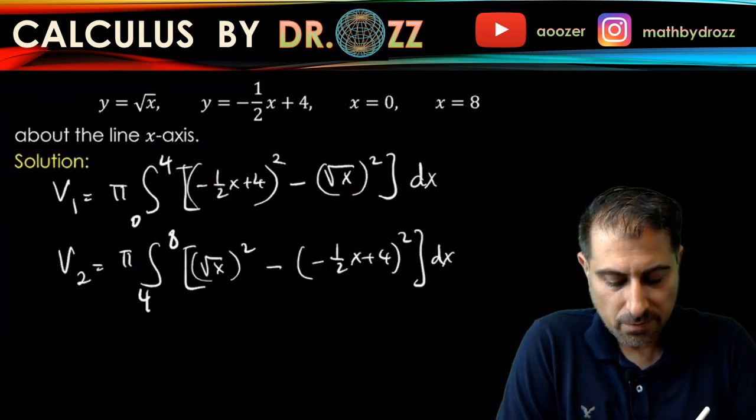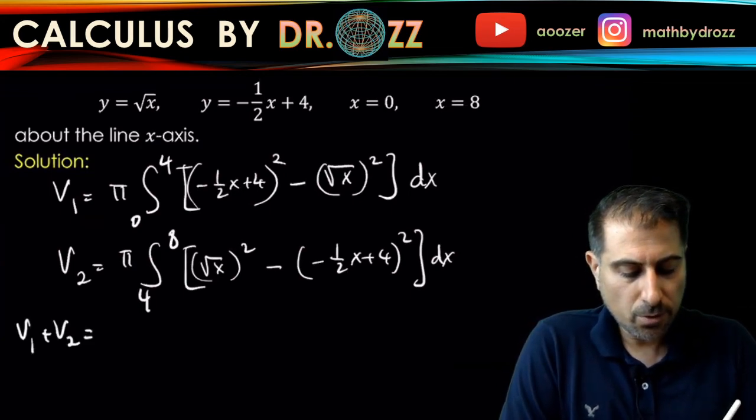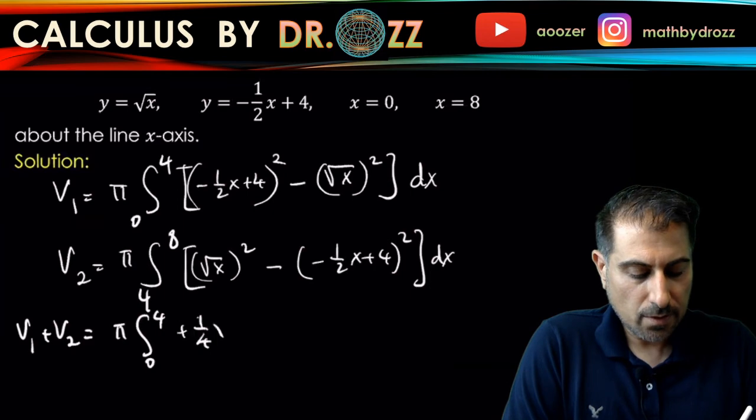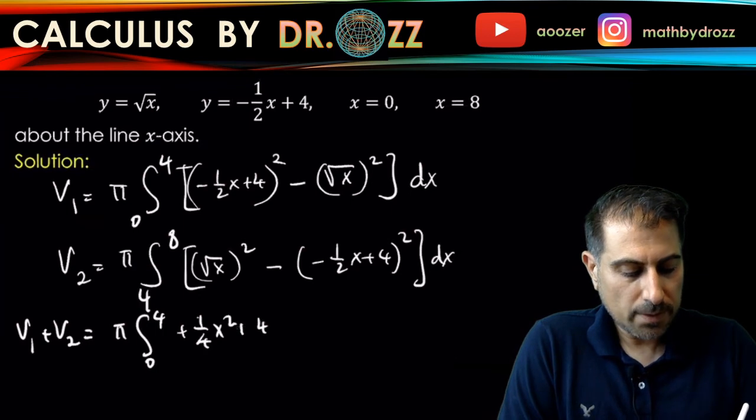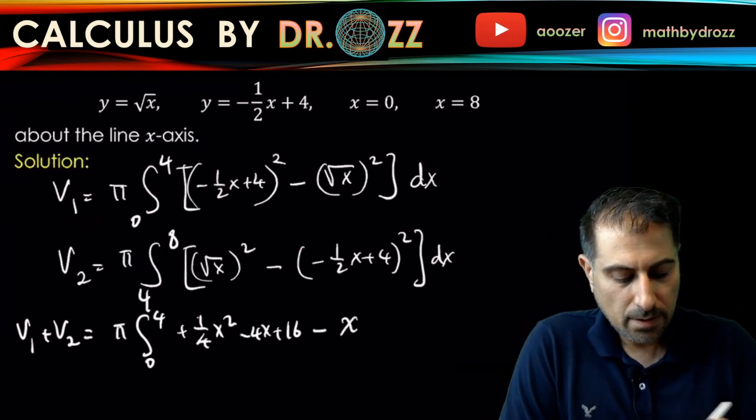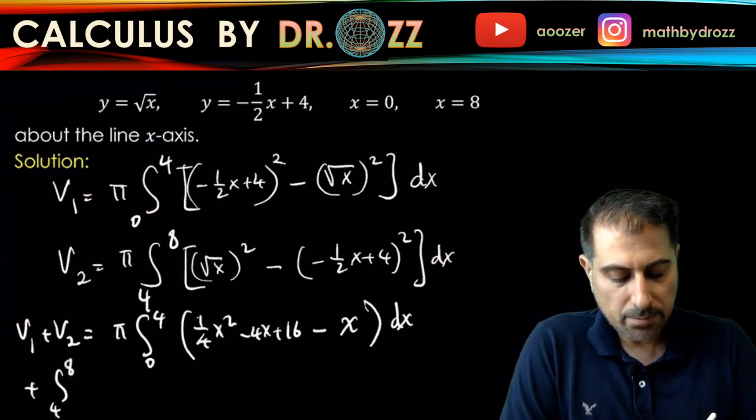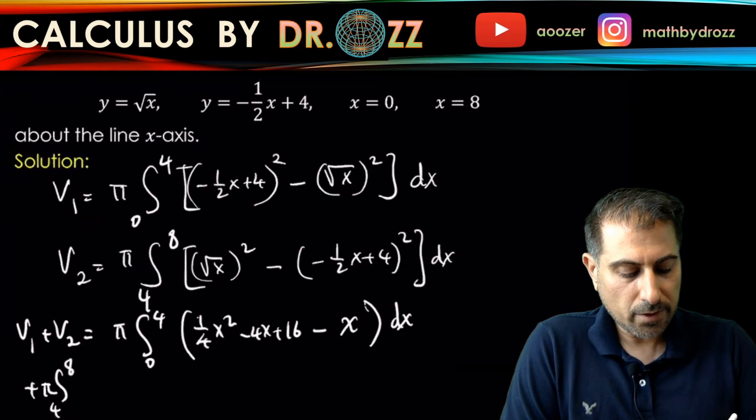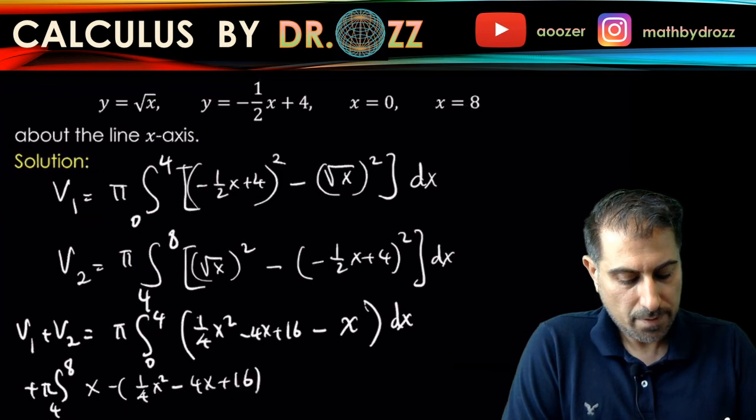Okay, so after this point, we're just going to evaluate each integral, okay? So let's just do that. So v1 plus v2, in fact, we can add at the same time. Pi integral from 0 to 4 of 1/4 x squared minus 4x plus 16 minus x dx, plus integral from 4 to 8 of pi times x minus 1/4 x squared minus 4x plus 16 dx.